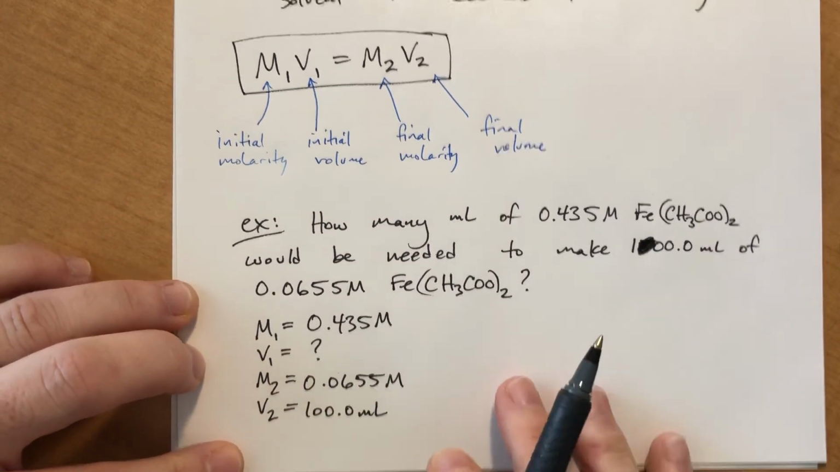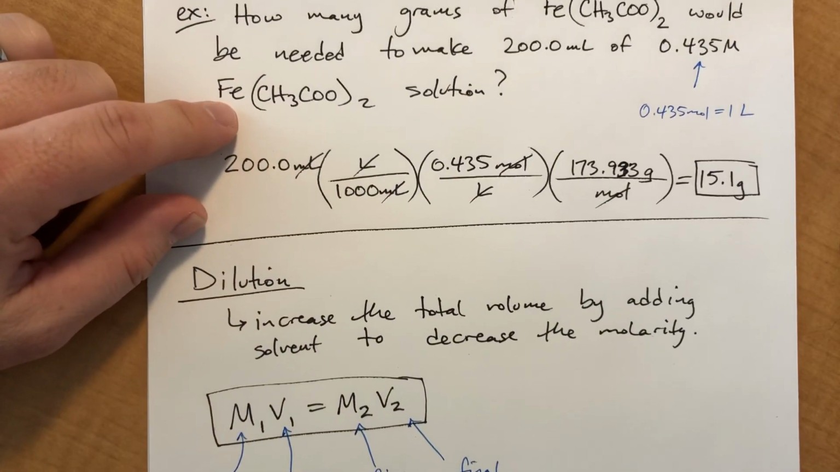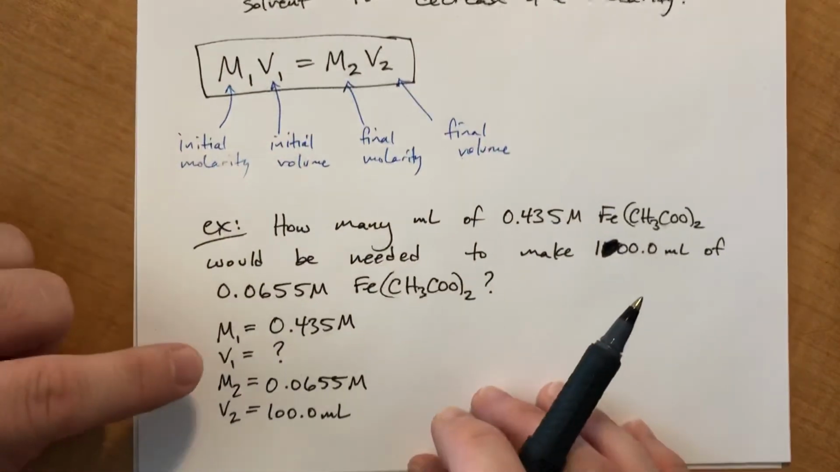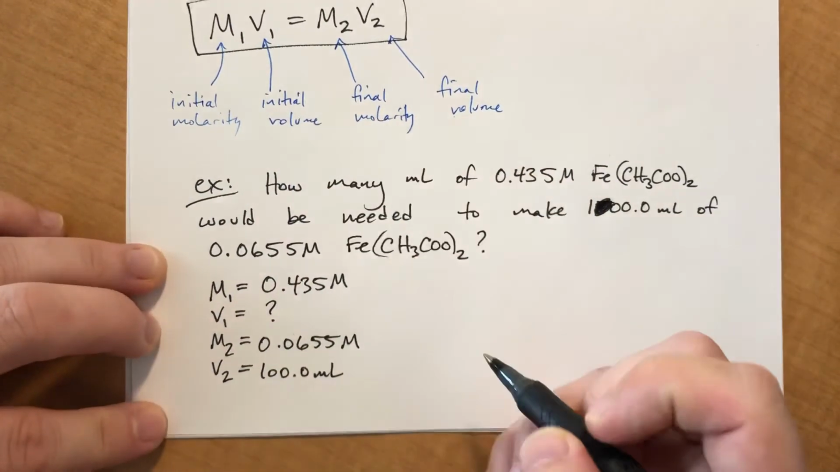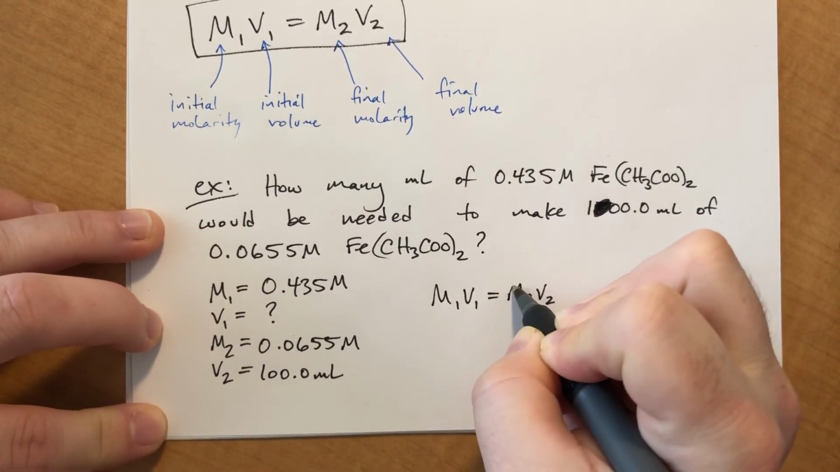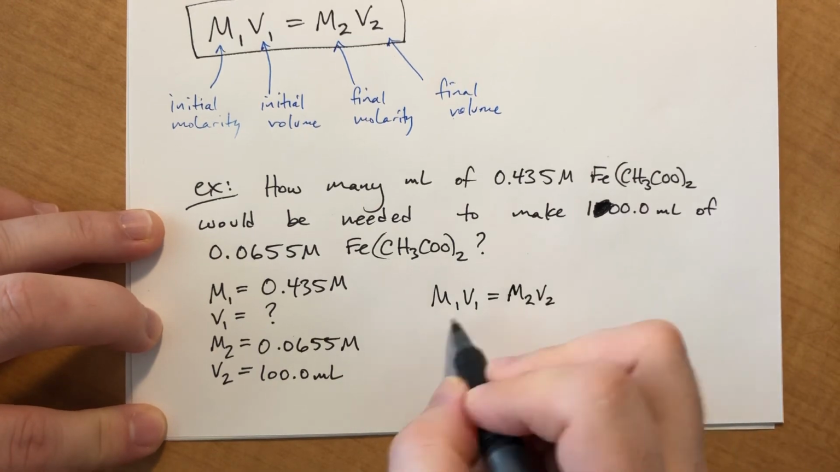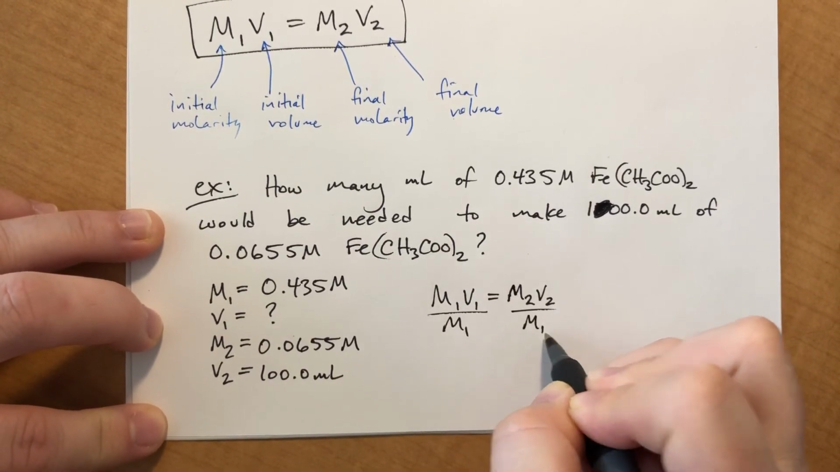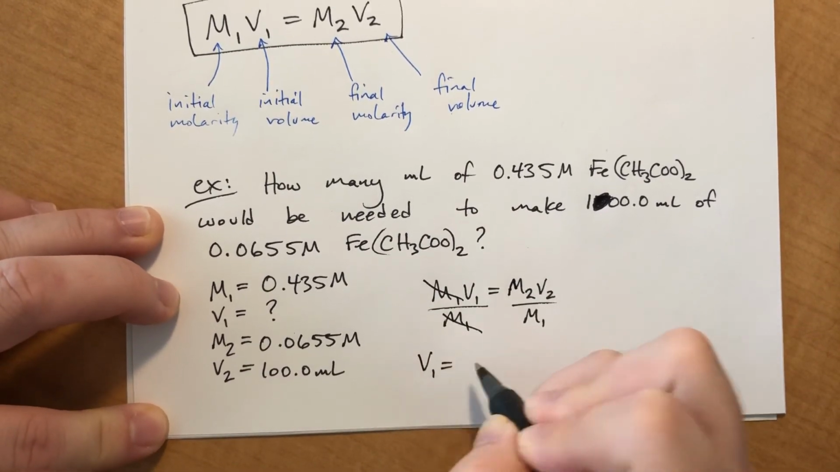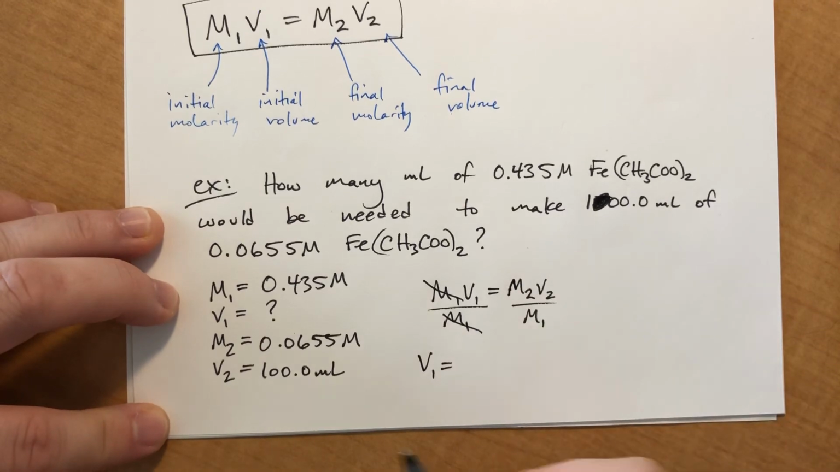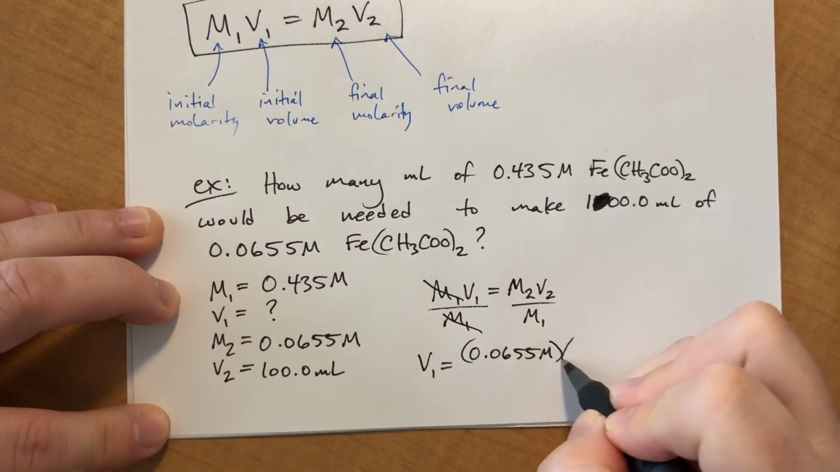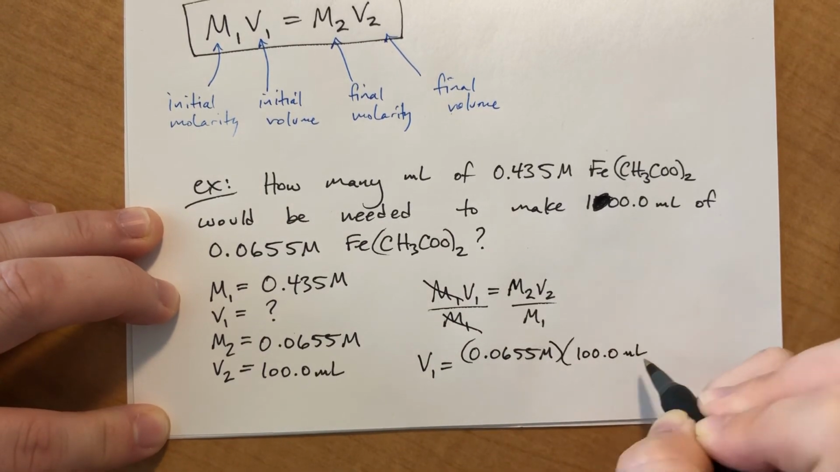So the idea is we made 200 milliliters of this solution up here. We don't need all of it to dilute this down. We just want to know how many milliliters of this stock solution we will need to make this. So in terms of our algebra here, we are solving for V1, so we're going to divide M1 off of both sides. Whatever we do to one side, we have to do to the other. It'll cancel out over here, which means we get that. So V1 is M2 V2 divided by M1. So M2 is 0.0655. V2 is 100.